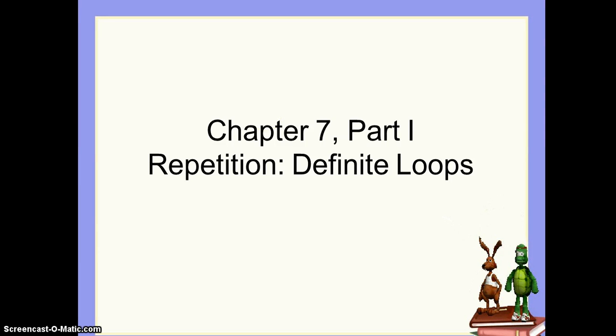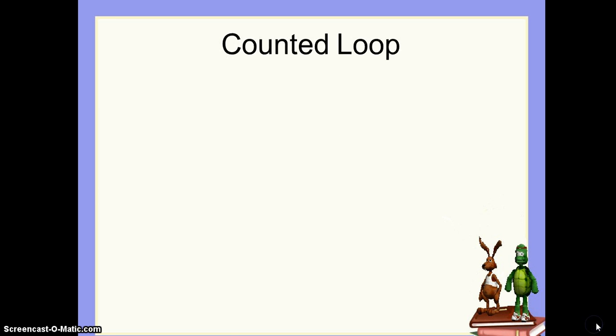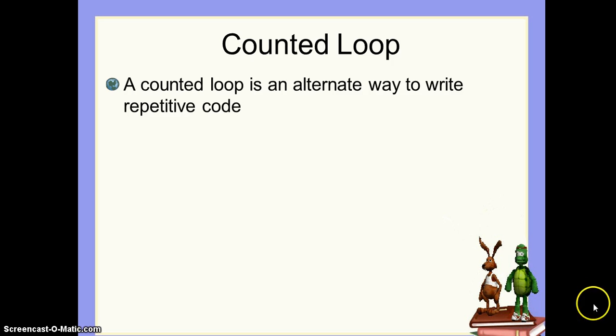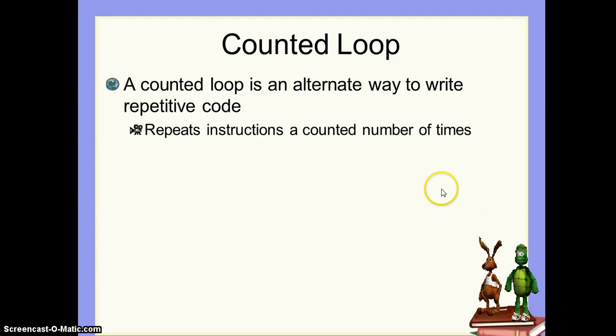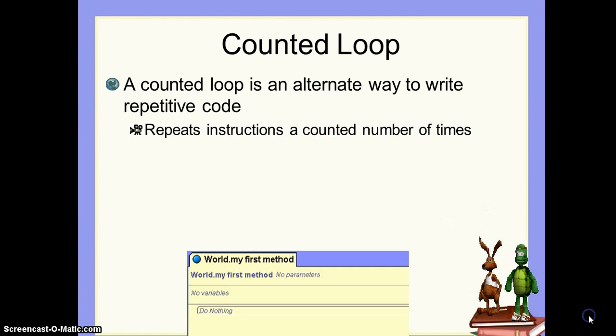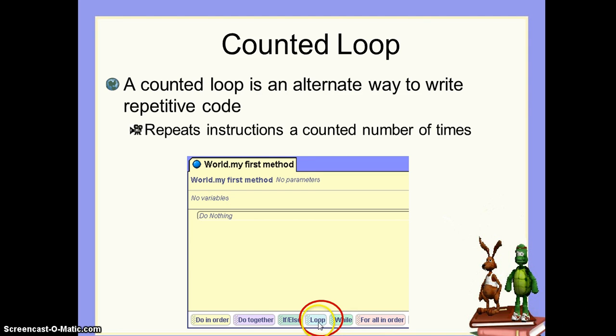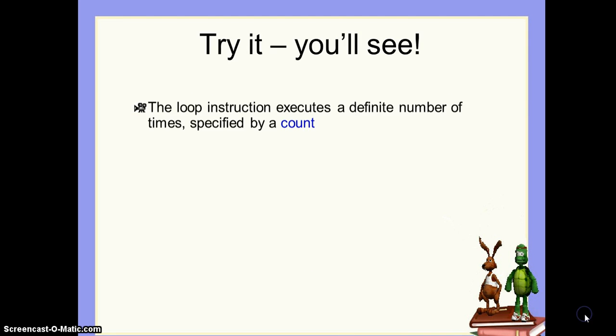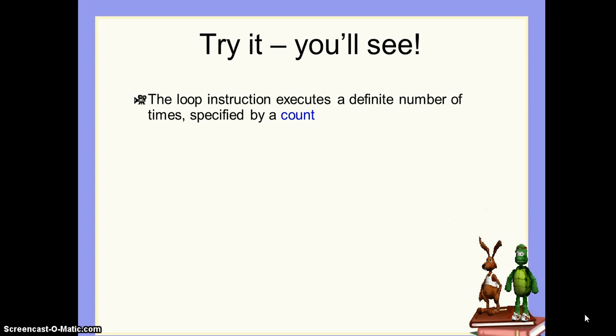Okay, here we go. Chapter 7, Part 1, Definite Loops. And you've been playing with this a little bit already, so I'm just going to fly through this one. A counted loop, you know this from previous reading. It's another way to write repetitive code, and you repeat it a counted number of times, which is a concrete known number of times. So as you all have seen, you take the loop, you drag it in, and you can set the number yourself.